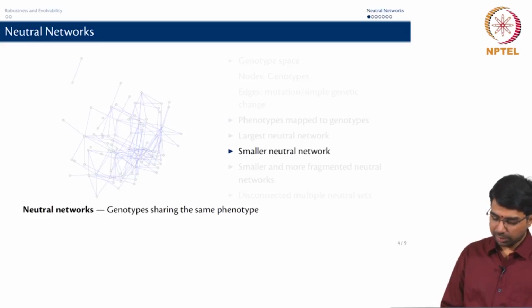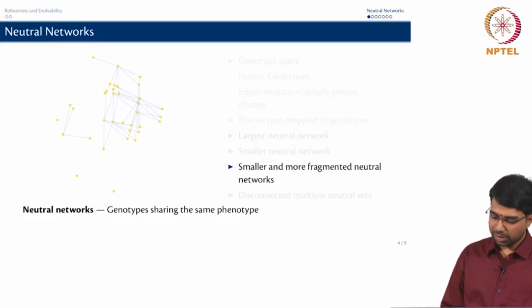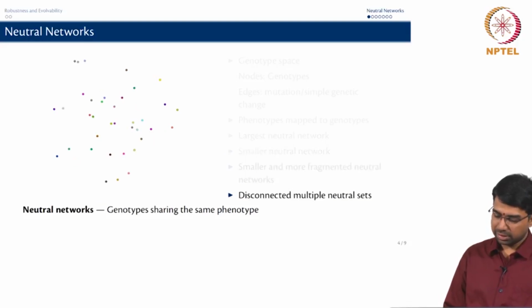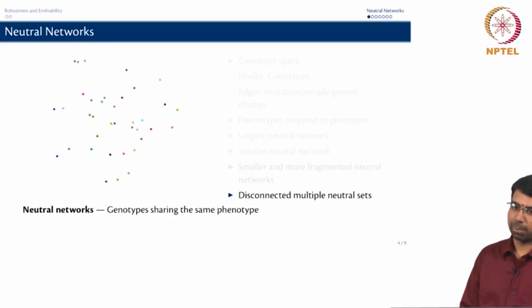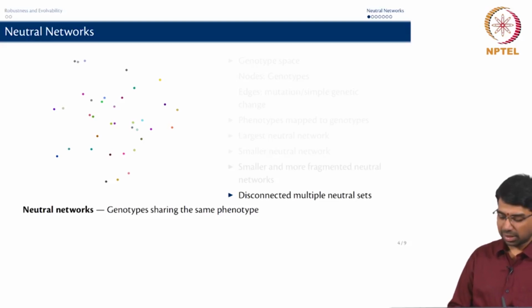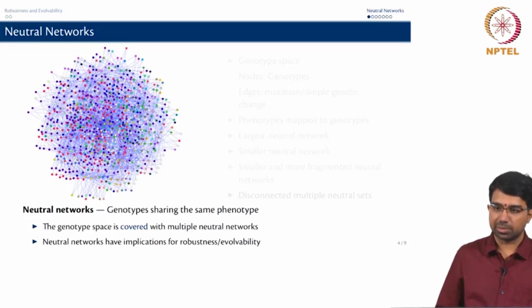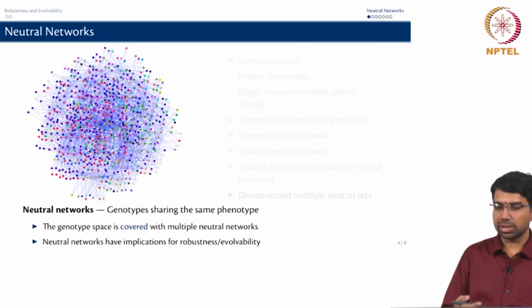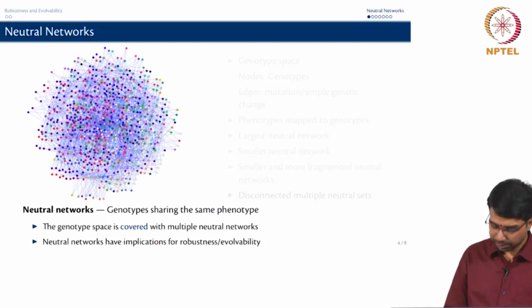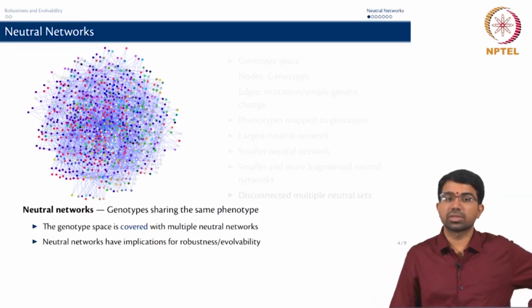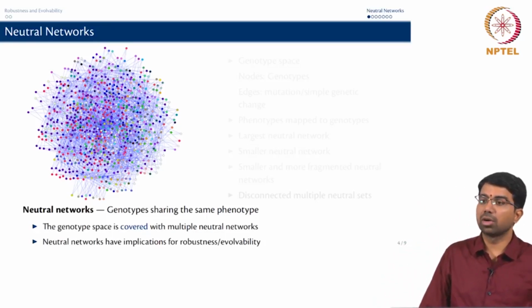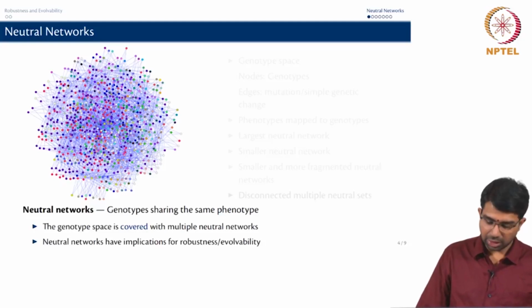This is a smaller, incrementally smaller fragmented neutral network, and this is just multiple neutral sets, disconnected. So, what implication does this have? Right. So, you can see that neutral networks just completely lace the entire genotype space. The genotype space is basically overlaid with several neutral networks, and these neutral networks have implications for both robustness and evolvability. We will see how that is.